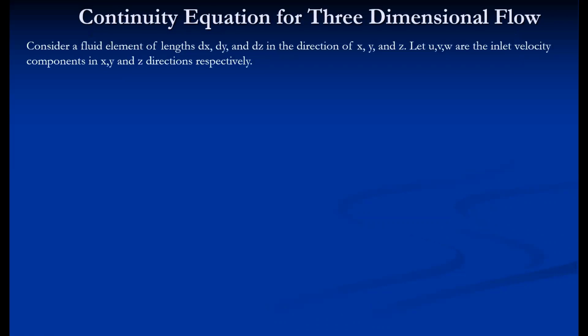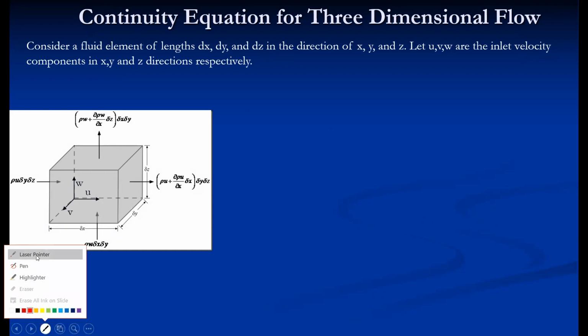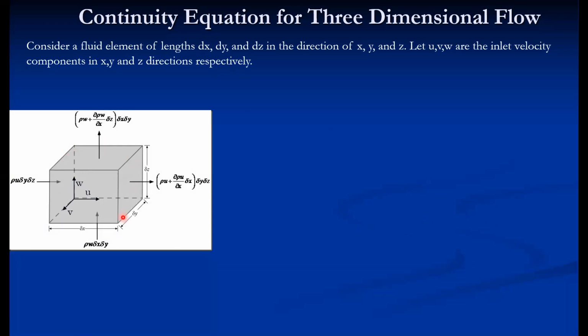So for three-dimensional flow, we consider a fluid element of length dx, dy, dz in the directions x, y, and z. Let u, v, w be the inlet velocity components in x, y, and z directions respectively. So this is a fluid element, or we can say the control volume, where the fluid enters this control volume along the x direction, also along the y direction, and along the z direction.